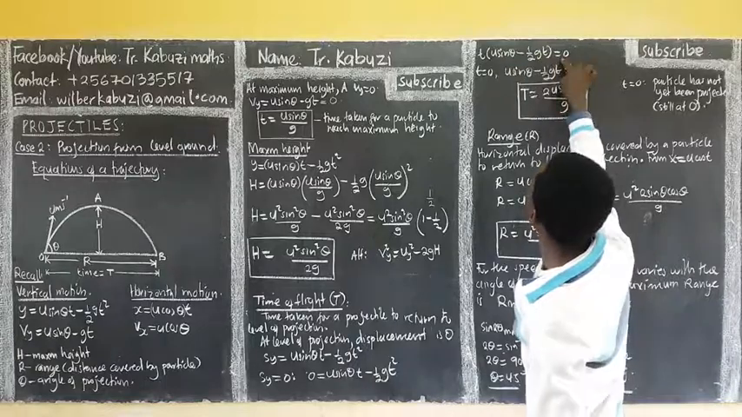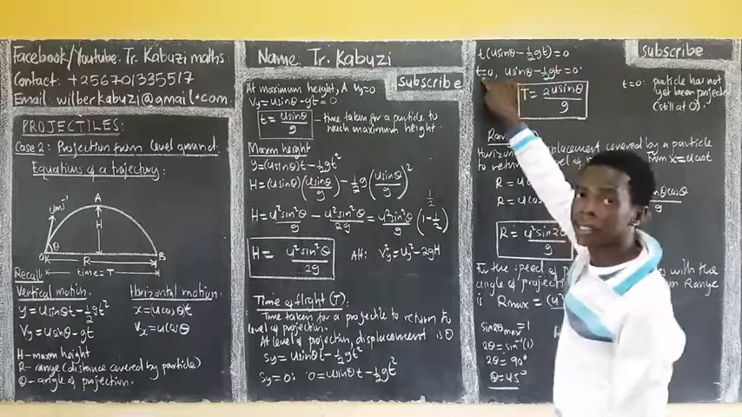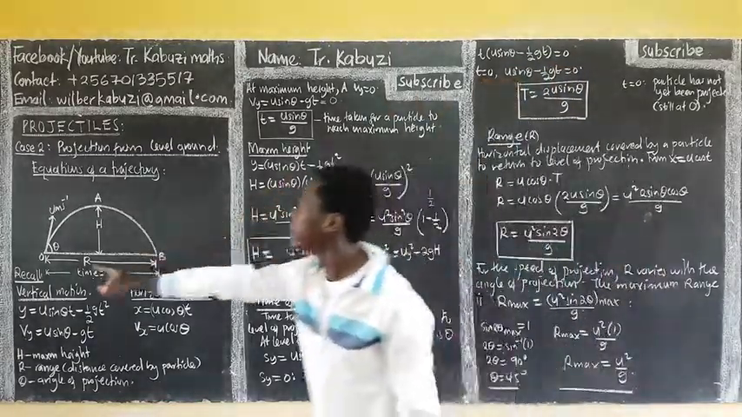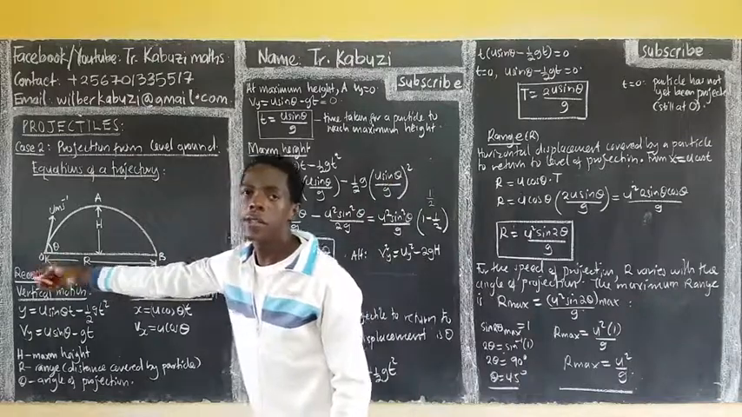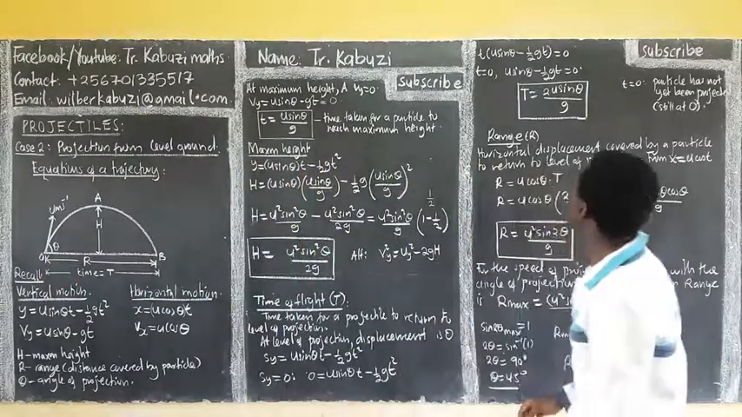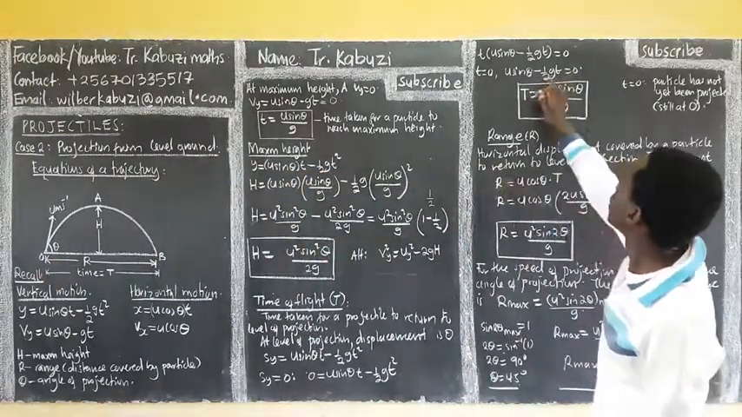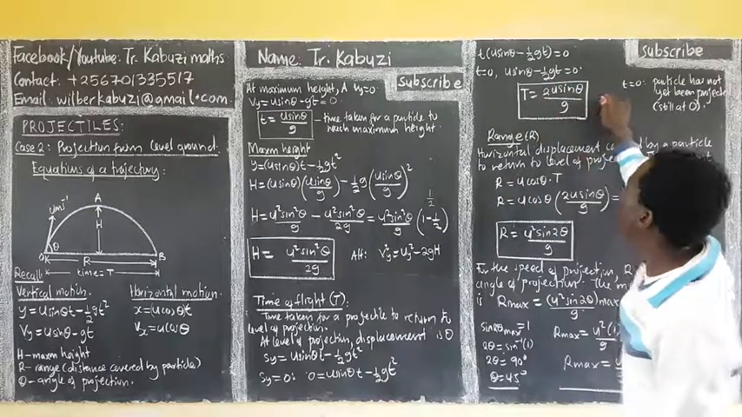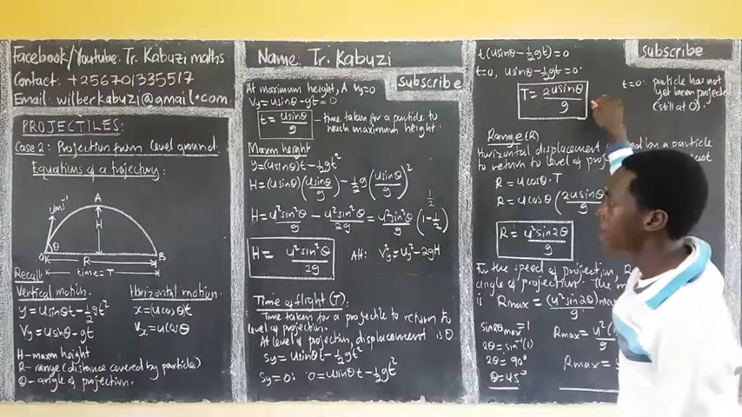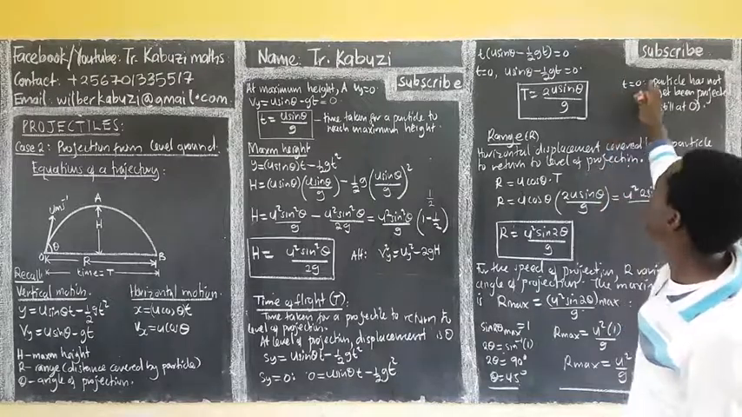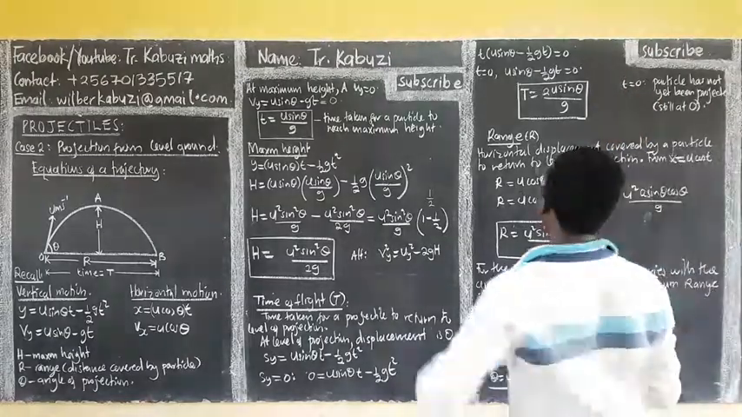So either this is 0 or this is 0. But it's 0 when the particle is at this state. It has not moved. So that's when it is 0. Then when we make t the subject here, we get this. And that will be our time of flight. So that is the explanation there. Range.